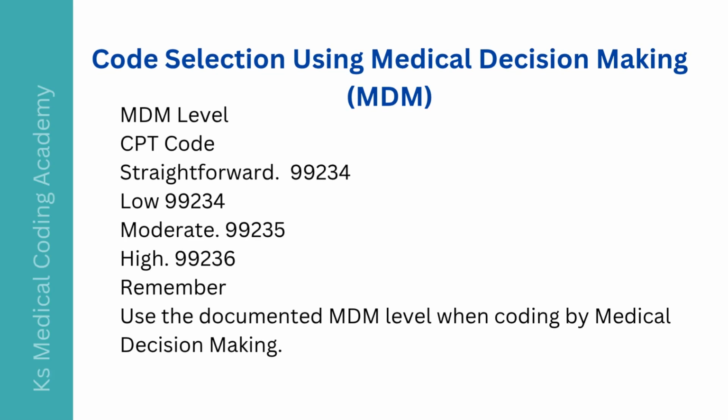When selecting a same-day admission and discharge code using medical decision-making, CPT recognizes 4 MDM levels. Straightforward and low MDM are reported with CPT 99234. Moderate MDM is reported with CPT 99235, while high MDM is reported with CPT 99236. Accurate documentation of the patient's problems, data reviewed, and risk is essential because these 3 elements determine the final MDM level.